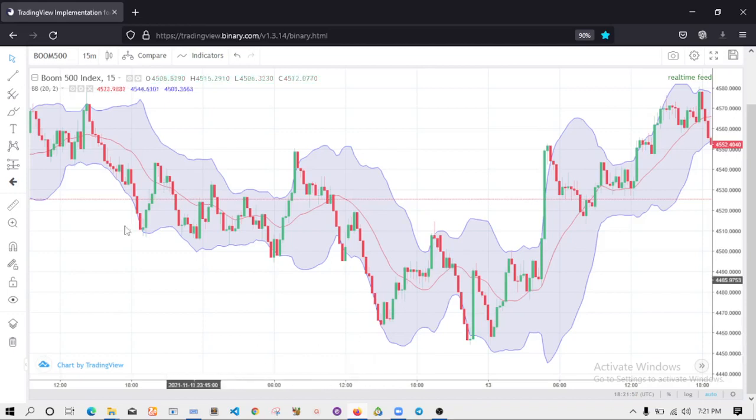You see how clear this is, how accurate entering a trade this way will be compared to entering once it touches the upper bound and lower bound. So this is a perfect entry for you. This is a perfect way to trade Bollinger Bands, guys.